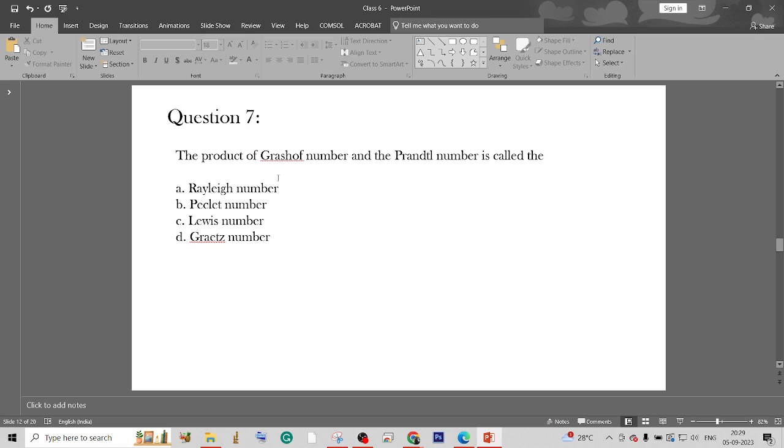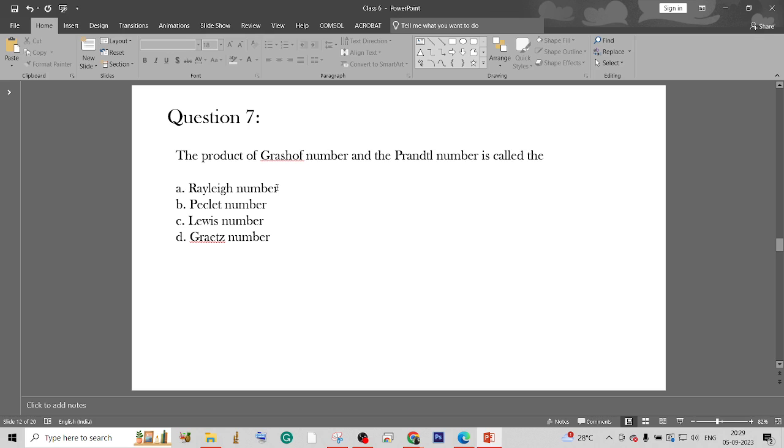Grashof number, natural convection, sir, I have not taught in the class. No, ma'am. Okay, then it will be Rayleigh number. Ma'am, option A. Yeah, it will be Rayleigh number. Sir will teach you later on.